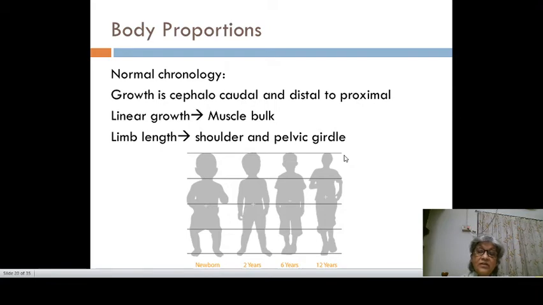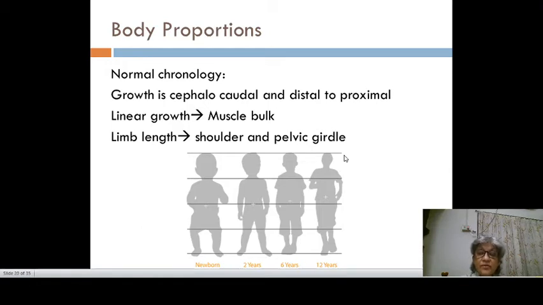Growth generally occurs from above to below, cephalocaudal, and from distal to proximal. So the distal part of the limb grows first and then the proximal part of the limb. First it's linear growth and then the muscle part. The limb growth is followed by trunk growth. Finally comes the shoulder and pelvic girdle growth. This is how the final shape of an adult person comes from a baby shape.